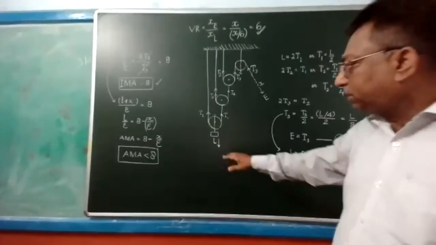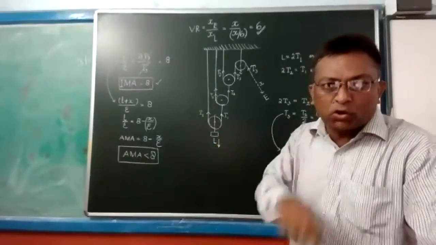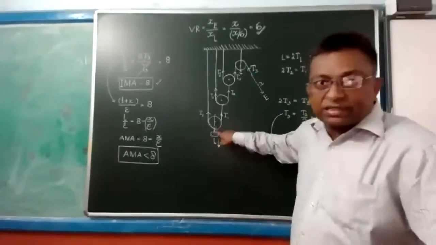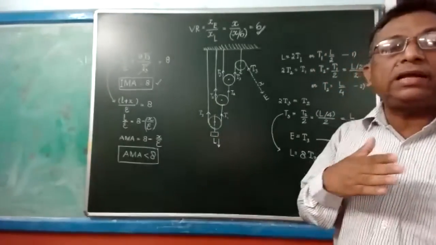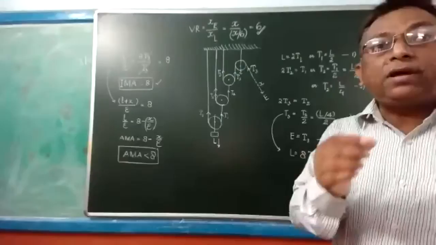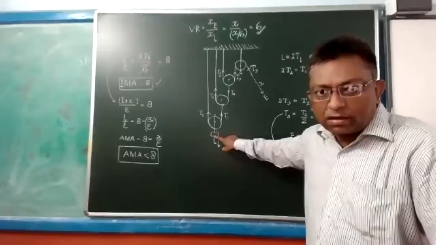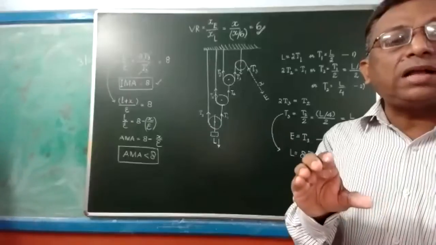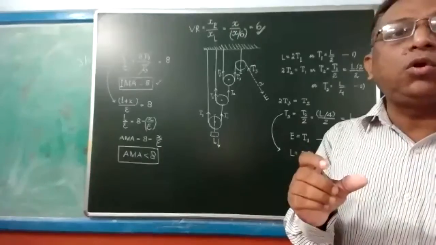Think of small L here. Small L is the useful load. And this pulley system has its own weight. So actually we are spending energy, applying effort in order to lift the useful load, small L. But some input energy is also utilized in overcoming the unwanted load.